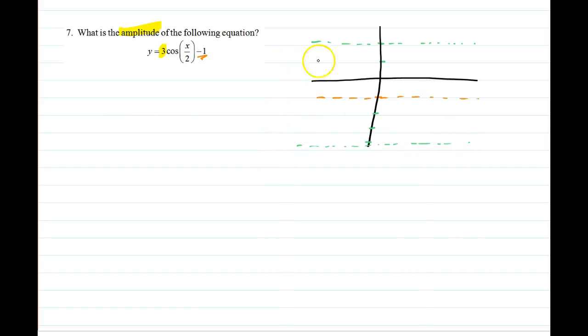And so the total distance here is 6. But the amplitude is half that distance, and that's why that's a 3. So the correct answer here is the amplitude is 3.